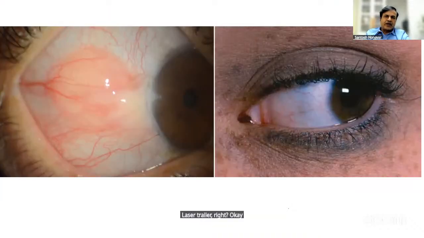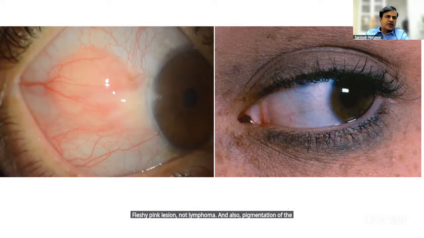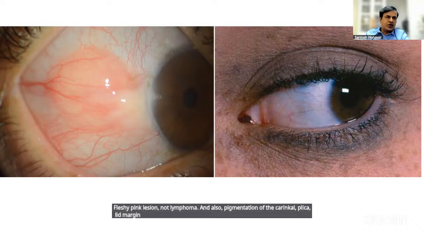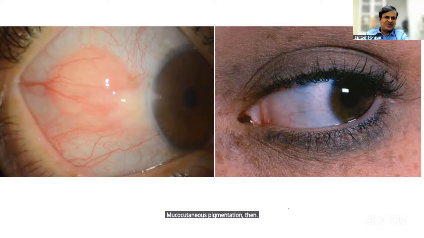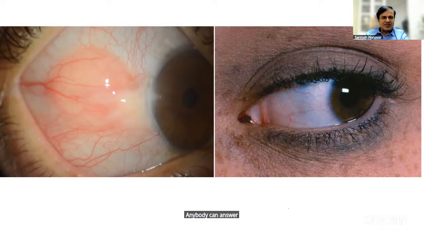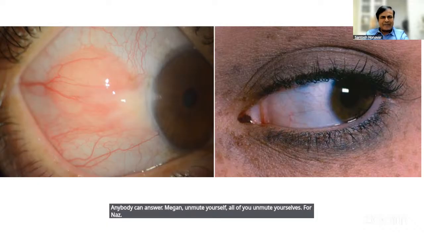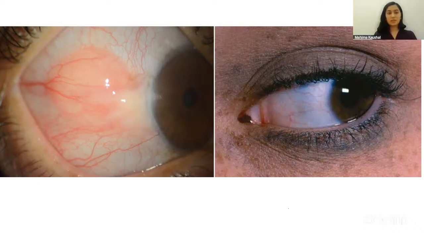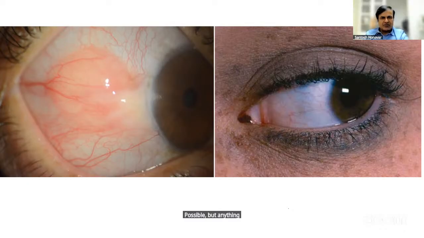Okay. If a patient were to have this fleshy pink lesion, not lymphoma, and also pigmentation of the caruncle, plica, lid margin, periocular pigmentation, pigmentation of the lip, mucocutaneous pigmentation, then you should answer this. We already discussed this. Anybody can answer. Megha, unmute yourself. All of you unmute yourselves. Farnaz. Would it be an amelanotic melanoma? Possible, but anything more typical?